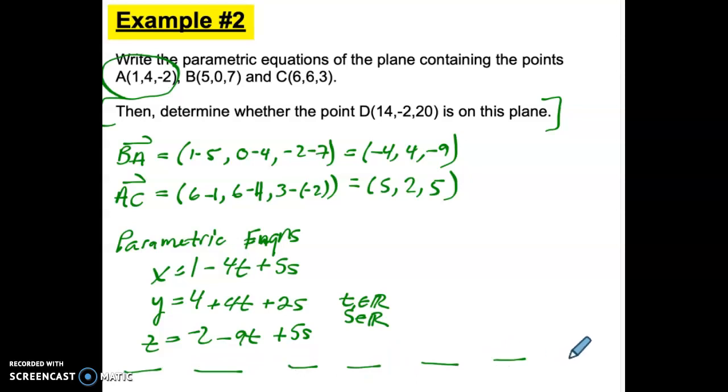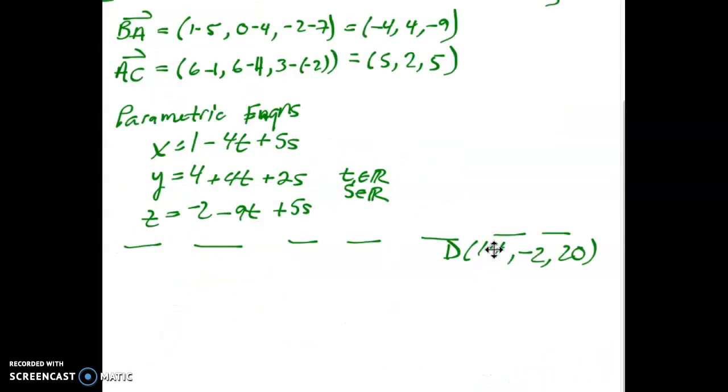The second part is determining if D is on this plane. So in other words, determining if D would satisfy these equations. Because remember, D has an x, a y, and a z. So what we're going to do is sub the 14 in for x, the -2 in for y, and the 20 in for z.